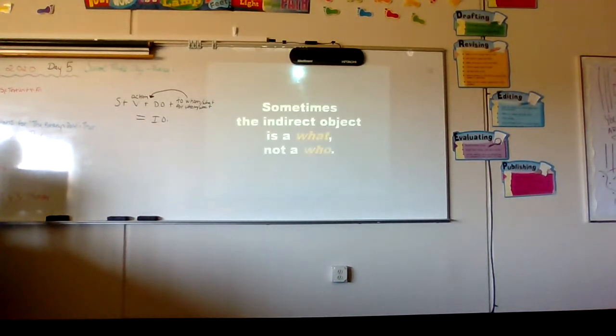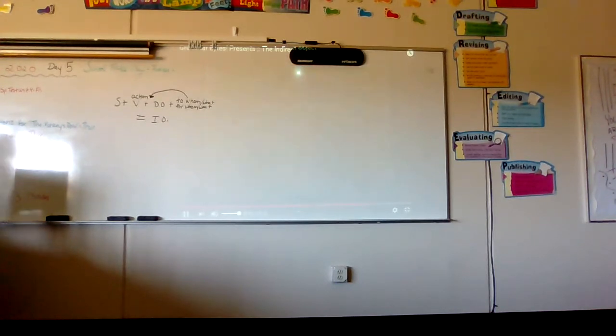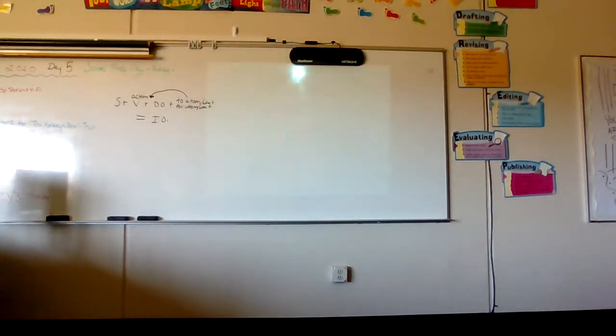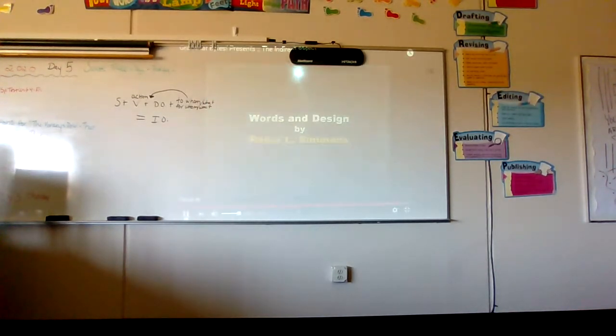The indirect object is a who, not a what. Rebecca gives her car a bath. Rebecca gives what? A bath. What receives the bath? The car. Car is an indirect object. Words in Action by Robert L. Simmons. Amazing. Can we rewatch it? No.